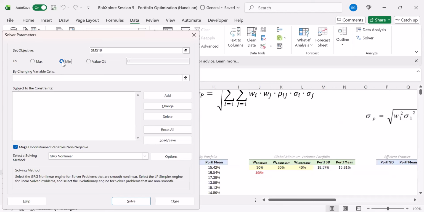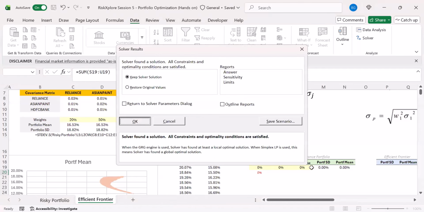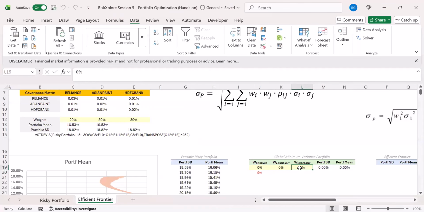Now what we have to do is minimize the SD here, by changing the weights here. So we have to find the weights such that the SD of the portfolio is minimum, and we have to take the weights as non-negative values. So let's click on solve, click on OK. So right now what we are getting is 0% for each of them.